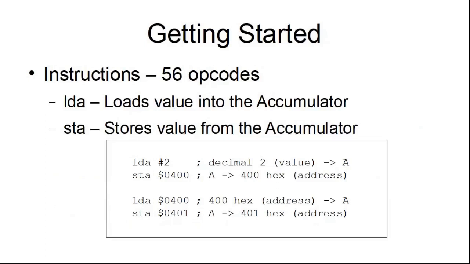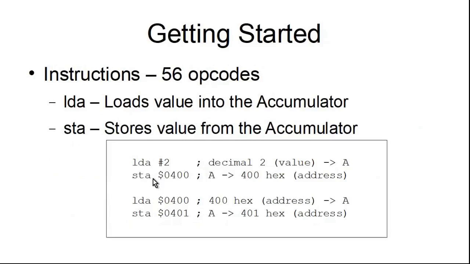The next instruction I want to talk about is STA, which stores the value from the accumulator and throws it into memory. In the code example outlined below, we're going to load the decimal value 2 into the accumulator. Something I also want to talk about real quick is this pound sign. The pound sign means that we're going to take this immediate value 2. If we didn't have the pound sign there, it would load the value out of memory, and we don't want to do that. In this case, we just want to load the value 2 into the accumulator.